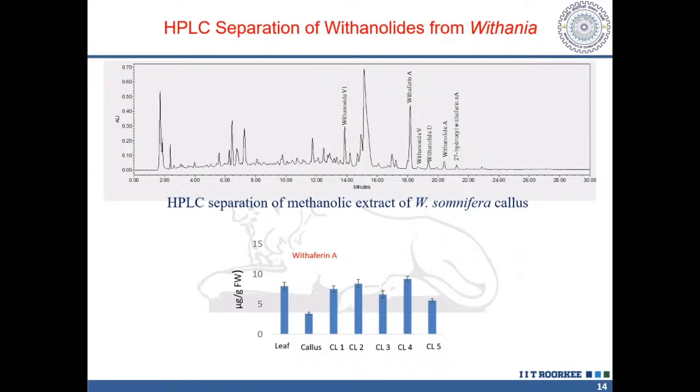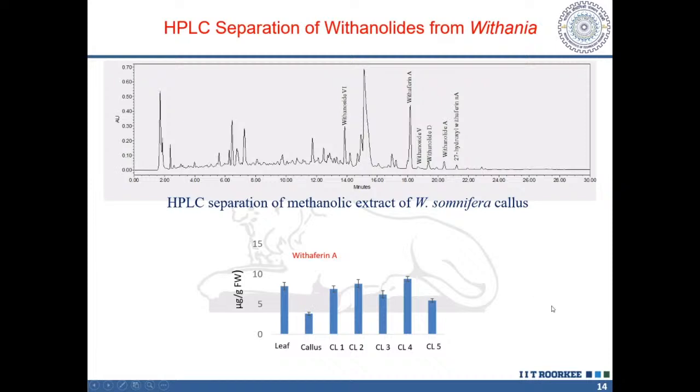With this method, we found that leaves produce around 8 to 9 micrograms of Withaferin A. Callus is a little bit less. And whenever we make a cell culture, because of the homogeneity and high growth rate, the amount is higher than the callus, but not more than the amount we get from the leaves. And then we thought, can we make an engineered callus or engineered cell line?